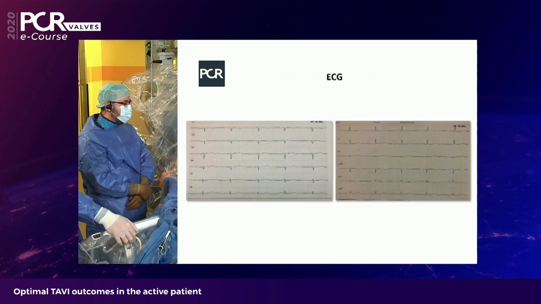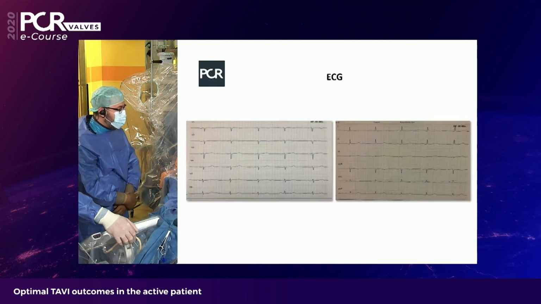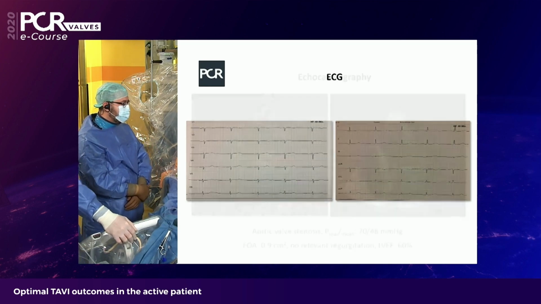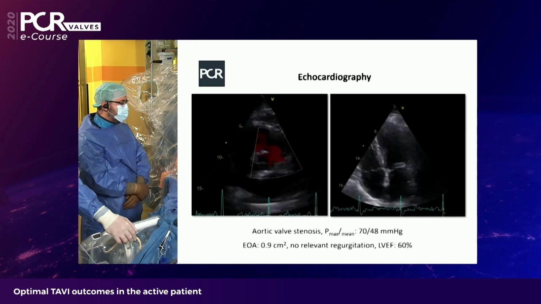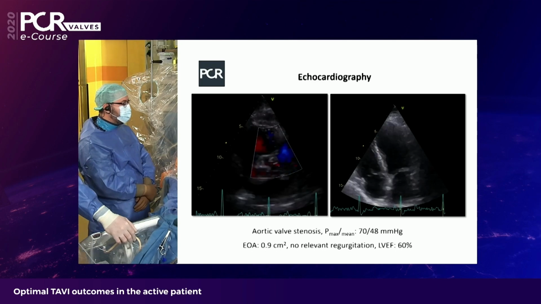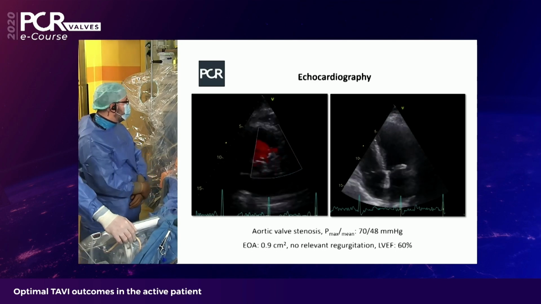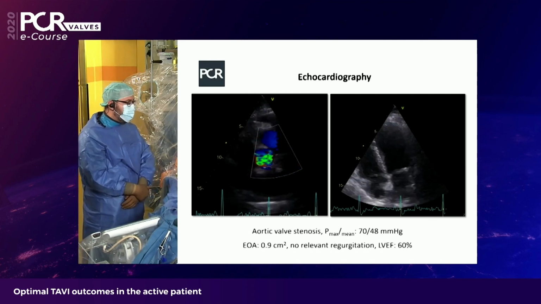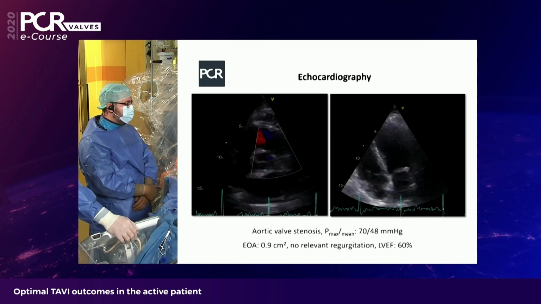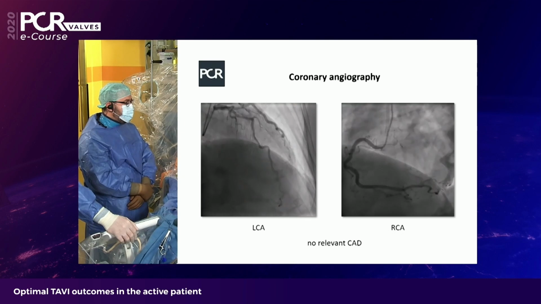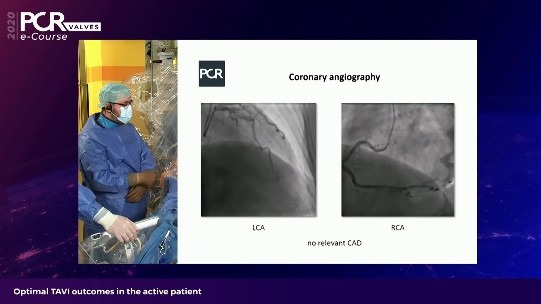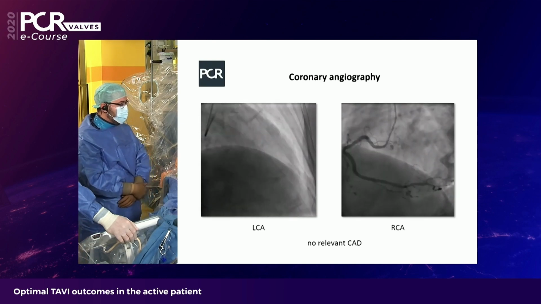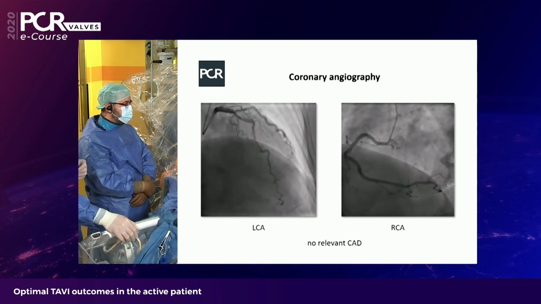This is her ECG, and you can see here that she has normal sinus rhythm, and she has narrow QRS complex with no bundle branch block. And on echocardiography, as you might expect, she has a clear high gradient aortic stenosis with a mean gradient of 48 millimeters of mercury, an effective orifice area of 0.9, no relative AR, and a normal LV function. The patient was diagnosed actually at an external hospital, and they did a coronary angiogram, and you can see here that she has some coronary artery disease, but no significant lesions.